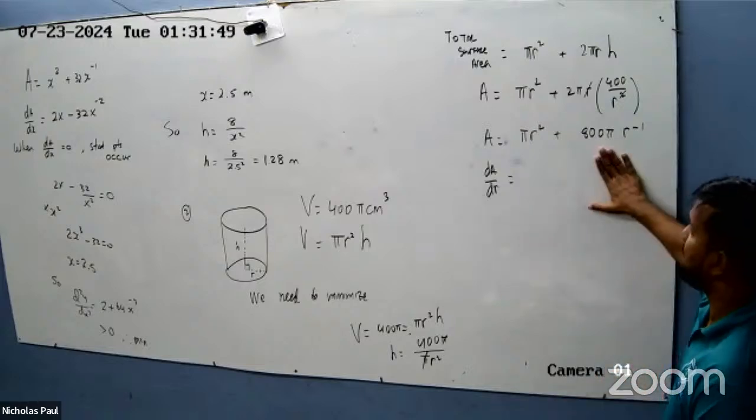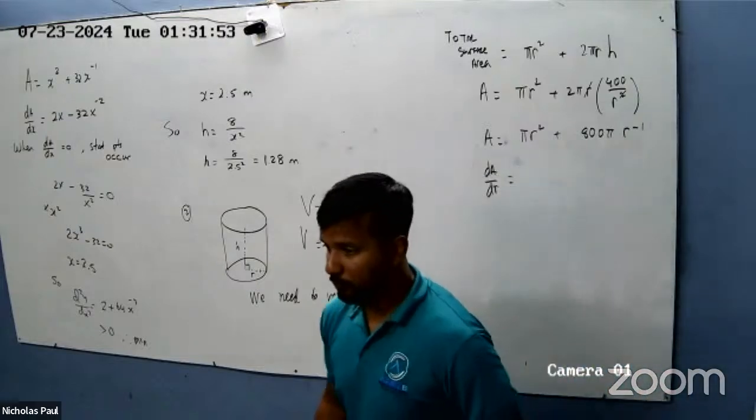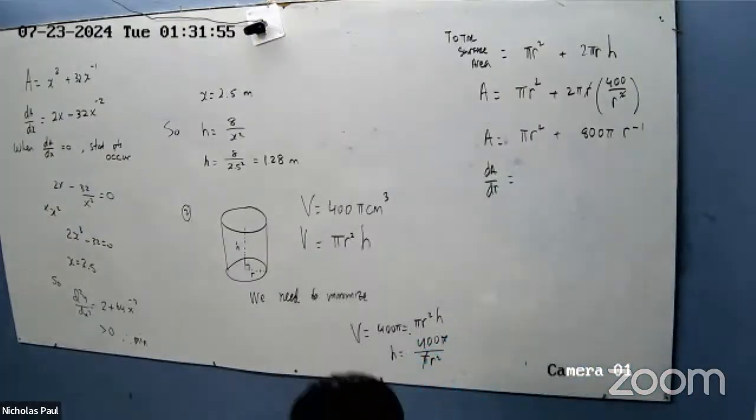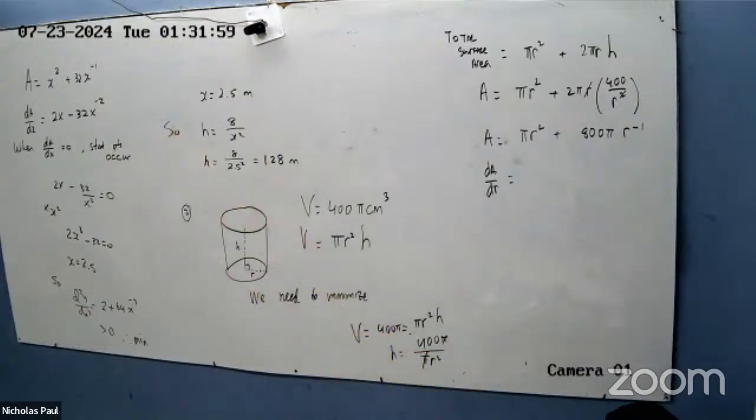Okay, start back from here. Differentiate it, and you're following the same steps. Same steps from there.